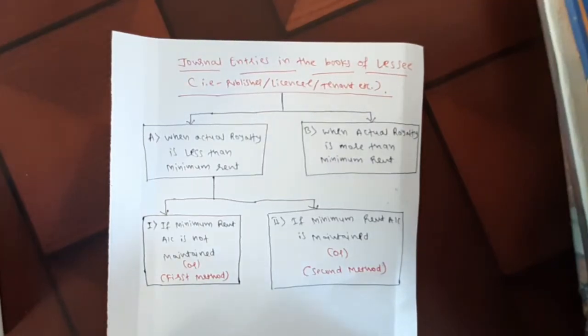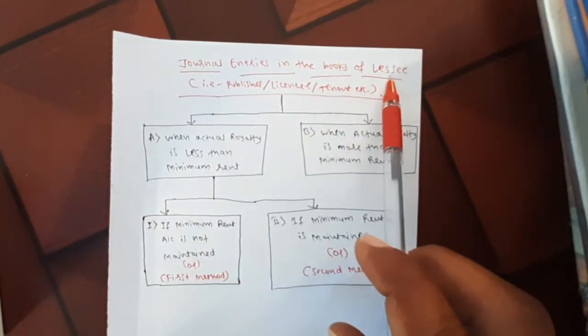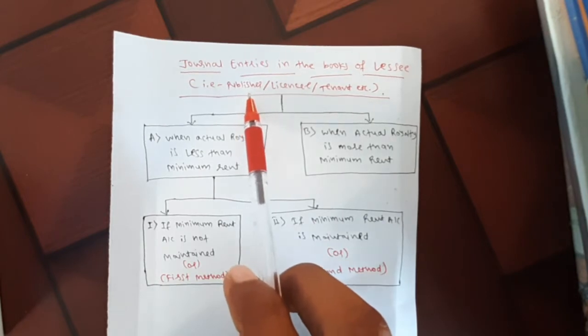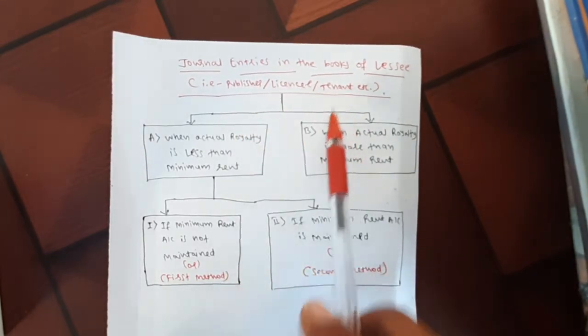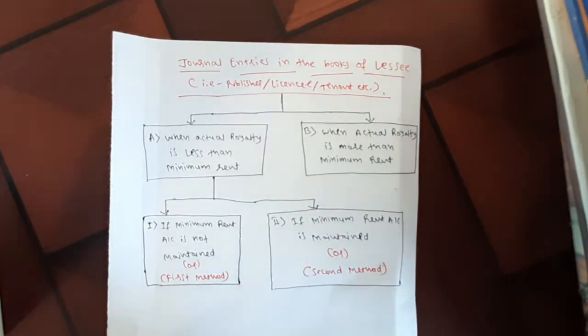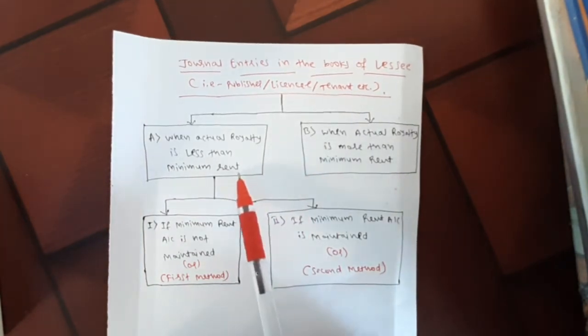Hello. In this video, I am going to discuss with you the journal entries in the books of the lessee. The lessee may be a publisher, a licensee, a tenant, or simply the user of an asset. Here, the journal entries are broadly classified into two categories.